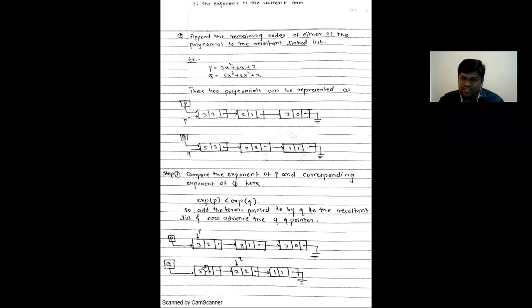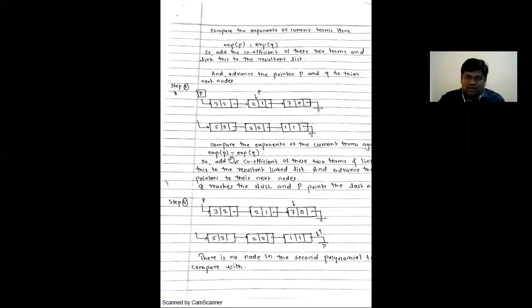We create a resultant list, a third list, and store the terms in it. What did we store first in the resultant list? 5, 3, already stored. Now the next value of the resultant list is 5, 2. Right? Good. Now if both exponents are equal, what do you need to do? You need to advance the pointers of P and Q. So we have to increment both pointers.